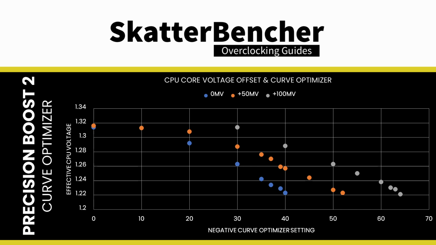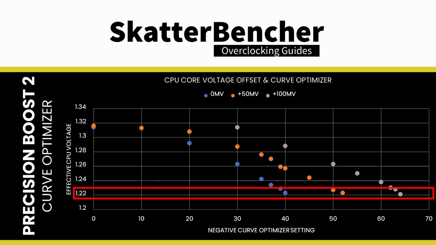First, look at the chart mapping the curve optimizer setting and the actual voltage. As you can see, adding a voltage offset to the voltage controller adjusts the impact of the negative curve optimizer on the effective voltage. For example, at -40 curve optimizer, the actual voltage is 1.22 volt with 0 mV offset, 1.257 volt with 50 mV offset, and 1.288 volt with plus 100 mV offset. Also, 1.22 volt is achieved with a curve optimizer setting of -40 with no offset, -52 with 50 mV offset, and -64 with 100 mV offset.